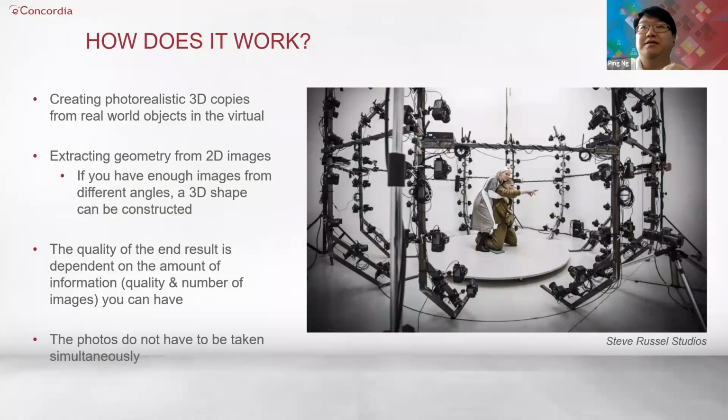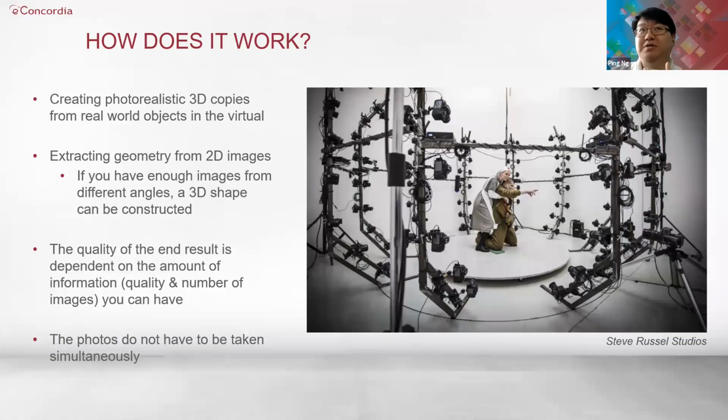So the idea is that if you have enough 2D pictures, 2D data, there is software that can actually reconstruct 3D geometry based on these 2D images. One thing to understand is that the quality of this end result is very dependent on the number of pictures that you have, as well as the quality of these pictures. So the higher quality the images, the more images you have, the more data the software can work with, and it will give you a better end result.